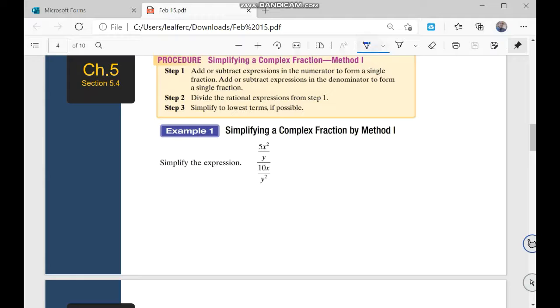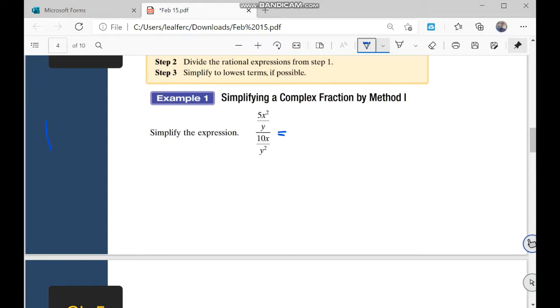That means method number 1 is something that we have seen before. It's a division of fractions. Do you agree? This is the same thing. We can rewrite this as 5x squared over y divided by 10x over y squared. Do you all agree this is true? We can rewrite as a division. Then on the denominator you have a fraction, on the numerator you have a fraction, but you can rewrite as this, the numerator divided by that, the denominator.